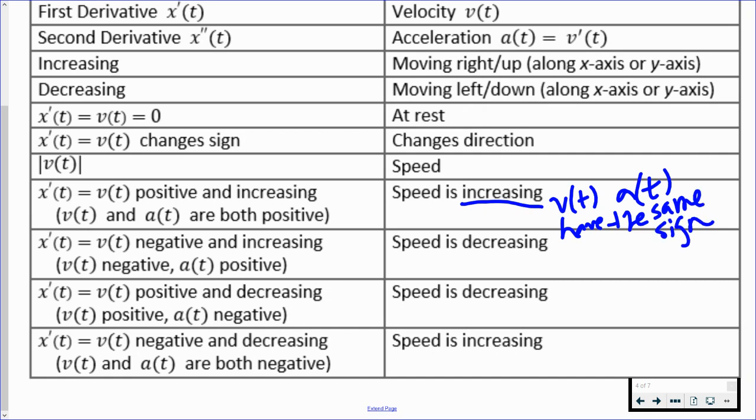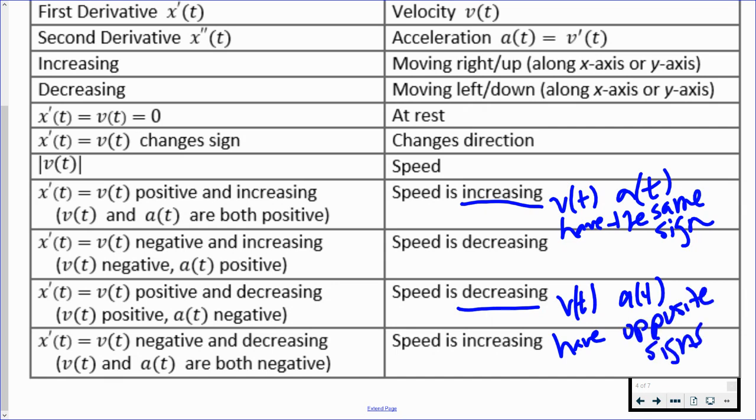Okay, so whether that's positive or negative, if they're both positive or they're both negative at that value, then speed is increasing. Okay, and that's an easier way to remember that. Speed is decreasing when velocity and acceleration have opposite signs. Okay, so that's just a little note you might want to jot down.